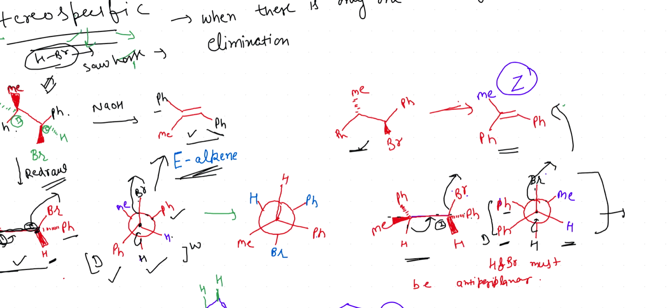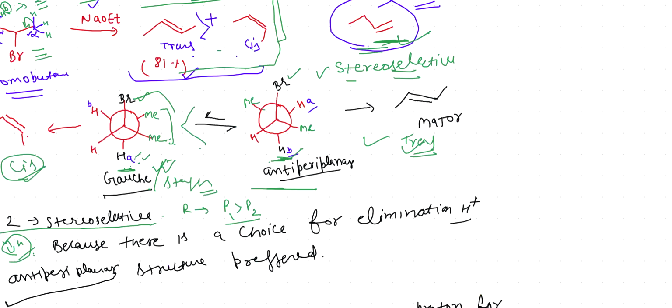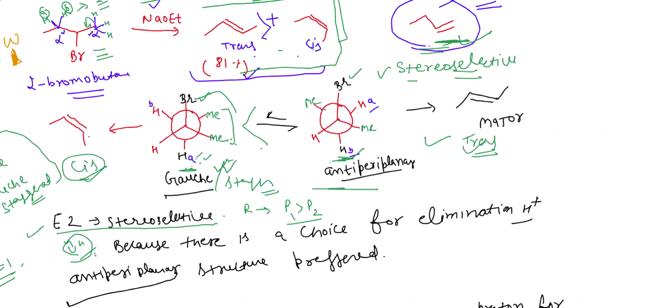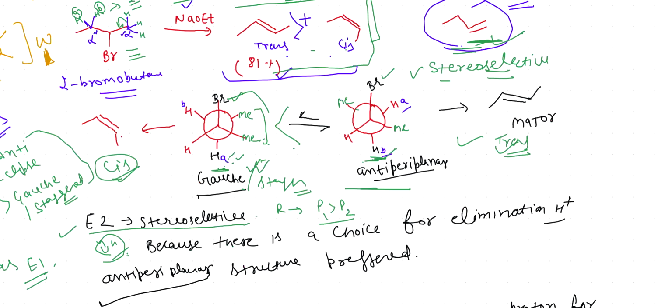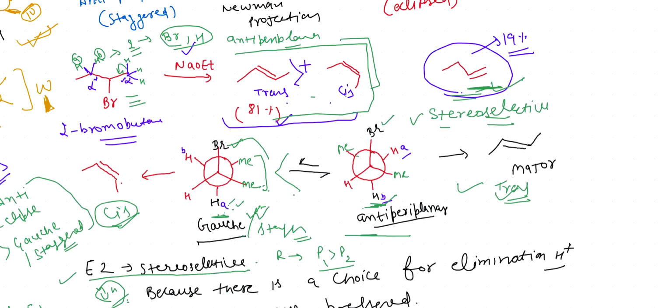So this is the chemistry behind why E2 reactions also give stereospecific products. And this is only possible when there is only one possibility of abstraction of H positive. Clear? Because this carbon has also one hydrogen, this carbon has also one hydrogen. That's why there is only the possibility of abstraction of one hydrogen. In the previous case, there was the possibility of abstraction of two hydrogens, so it was giving stereoselective products like this, trans and cis. Clear? This is trans and cis.